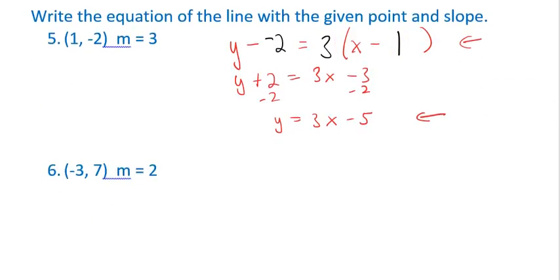Alright, let's do number 6. So again, I'm going to start by writing y minus and x minus with my spaces. I'm going to plug my y value with my y and my x value with my x. I'm going to put my slope in the front.